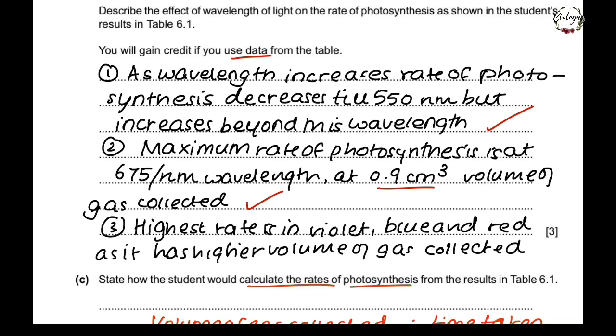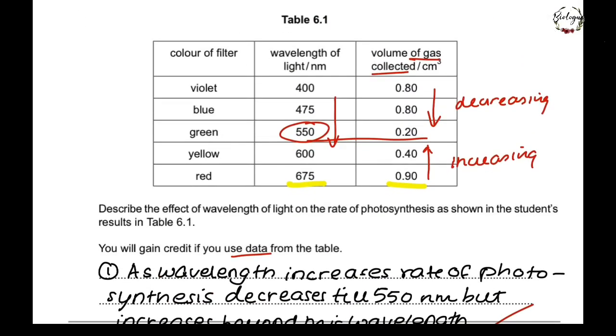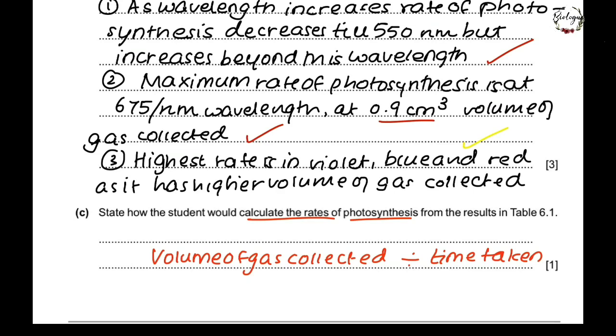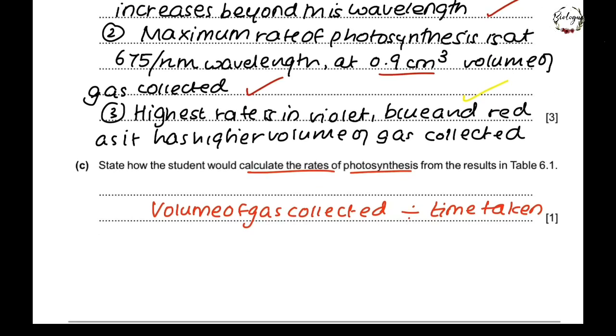Highest rate is in violet, blue and red. When we say rate, we have to look at the volume of gas collected. That will show us the rate of photosynthesis. So violet has 0.8, blue has 0.8 and red has 0.9. Compared to the other two, violet, blue and red have a greater volume of gas collected, hence a greater rate of photosynthesis.